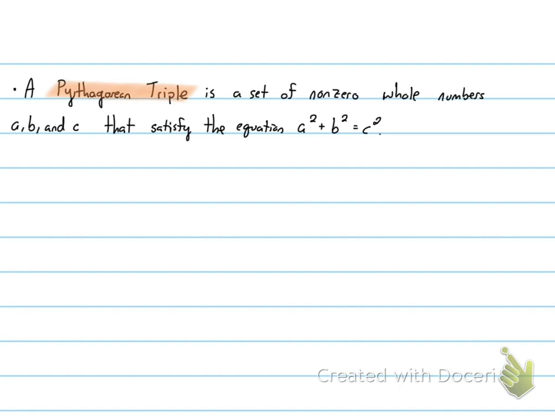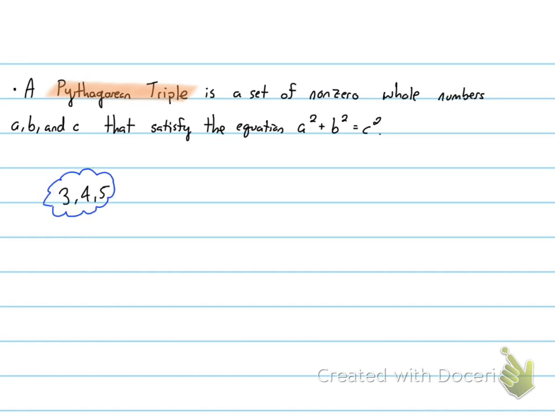The last thing we're going to talk about in this video is Pythagorean triples. A Pythagorean triple is a set of non-zero whole numbers a, b, and c that satisfy the equation a squared plus b squared equals c squared. We'll talk about these a little bit more in class, but for right now in your notes, I just want you to write down the most common triples.